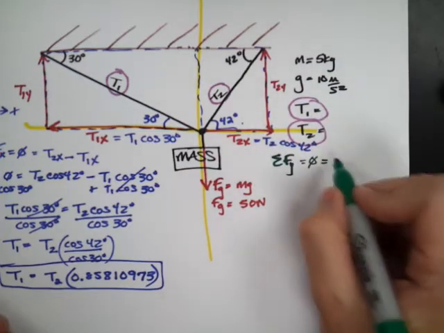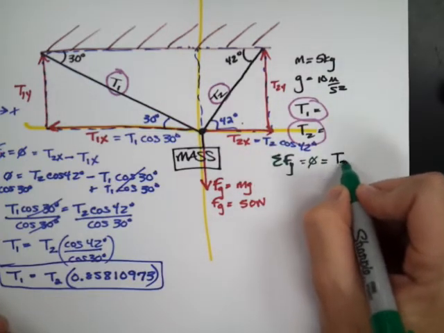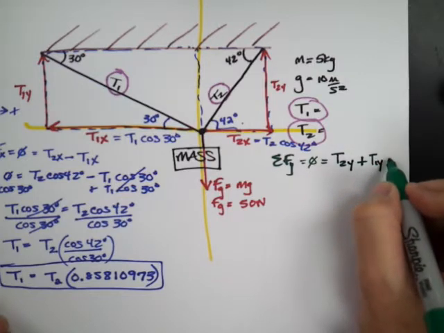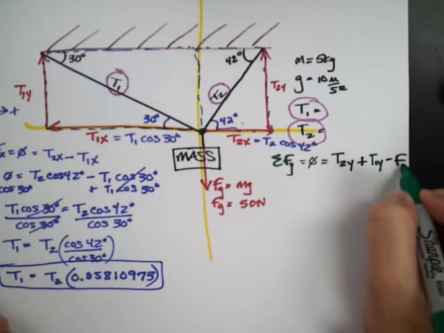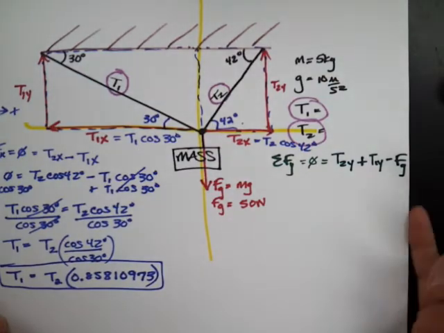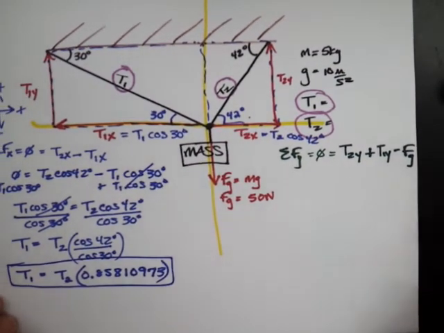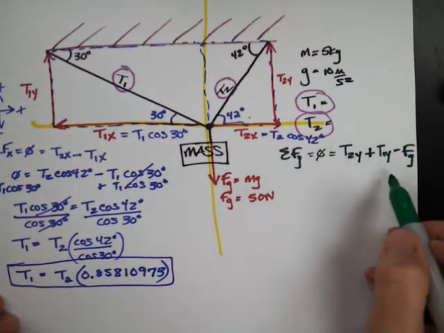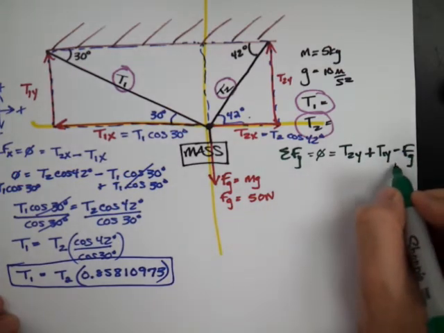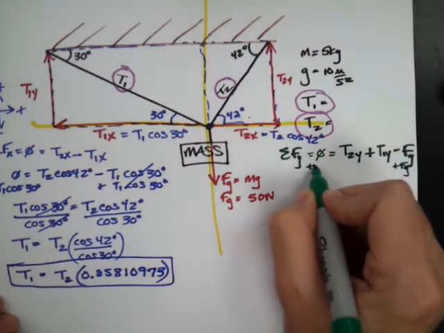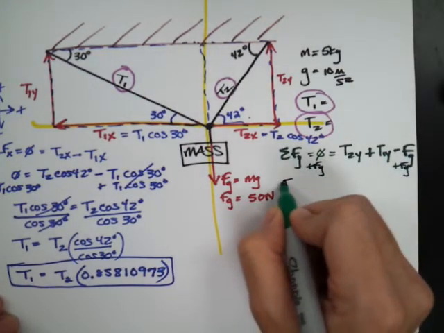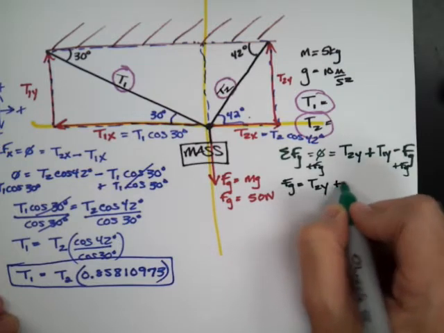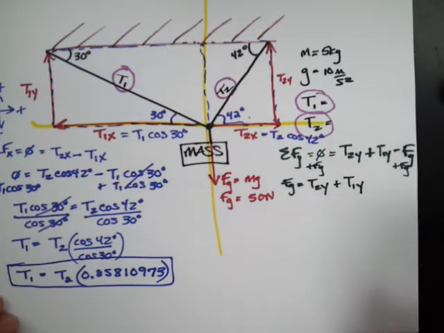So I'm just going to start over here. I'm going to say T2y plus T1y minus FG, or minus MG, if you want to write it that way. It doesn't really matter. I'm going to move FG over to this side. So I'm going to say plus FG on both sides. So really now I've got FG equals T2y plus T1y.